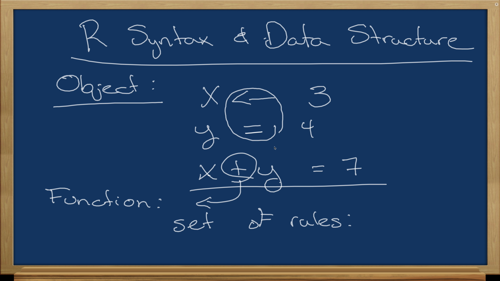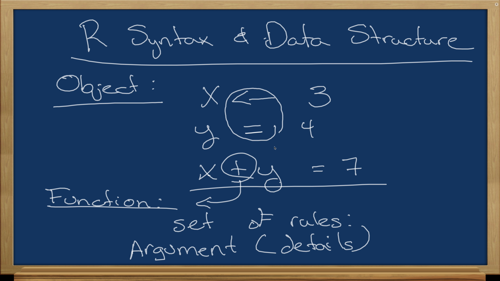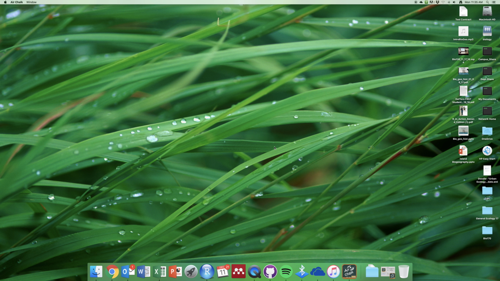Now, the last thing we want to know about structuring the language in an R command is the argument. These are all the details that go into building a line of code. We'll go through some of the material and some arguments in just a little bit. So let's go ahead and see if we can put this into practice using some very simple code.